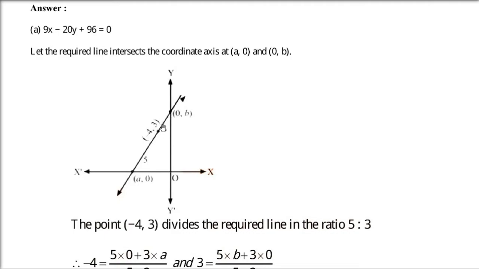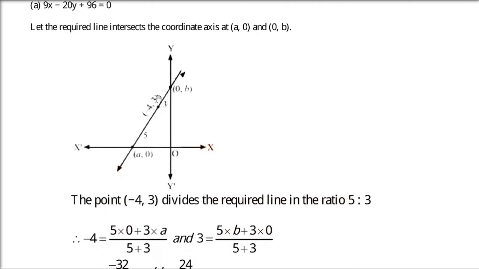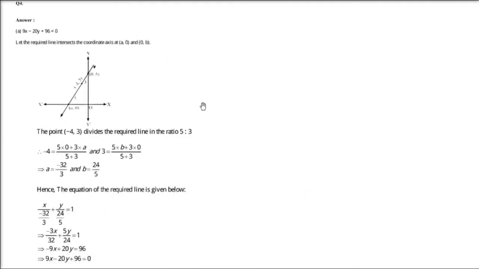So we have to find out the equation of the line. What is the possibility? Because the line is passing through (-4, 3), I'm taking the point on the x-axis as (a, 0) and the point on the y-axis as (0, b). This is how we deal: A is always on the x-axis, B always on the y-axis. Now it is internally dividing.